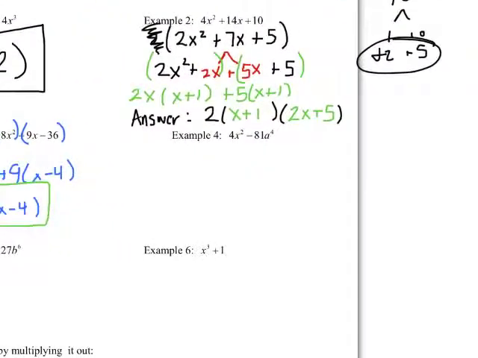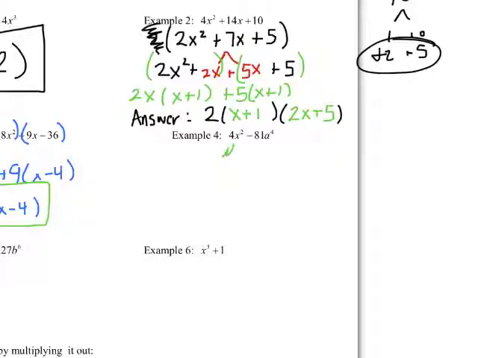Example 4: 4x squared minus 81a to the 4th. So no GCF, 4 and 81 don't have a GCF. This is x, this is a. So this has 2 terms. Your 2 terms options are difference of squares, sum of cubes, or difference of cubes. So 4, is that a perfect square or a perfect cube? Okay, so it is a perfect square.